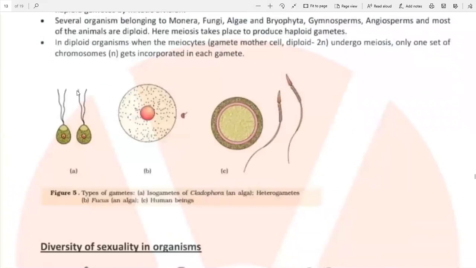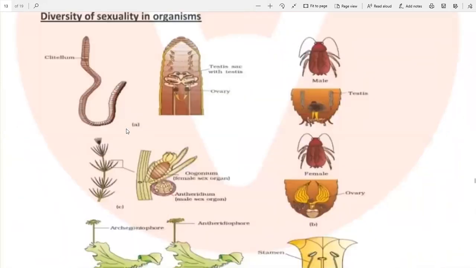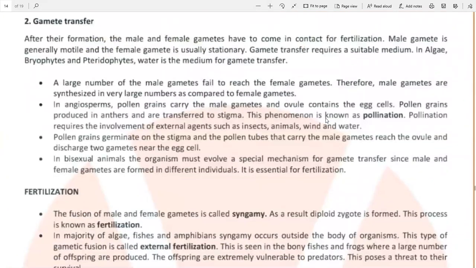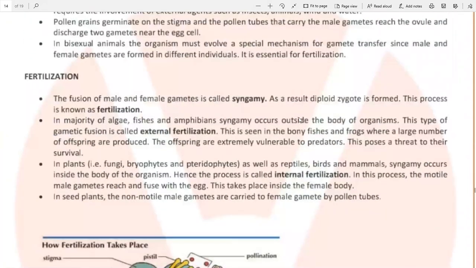Now this is the diagram. See this, an isogamete: Cladophora gametes are isogametes, whereas in Fucus, algae or human we can see heterogametes. This is some example or diagram, first of earthworm, second cockroach, another. Then gamete transfer, this is the process. Then fertilization, the fusion of male and female gametes is called syngamy. As a result of this, a diploid zygote is formed.